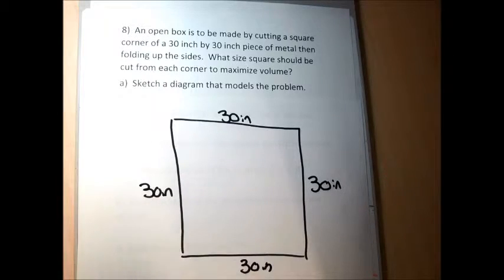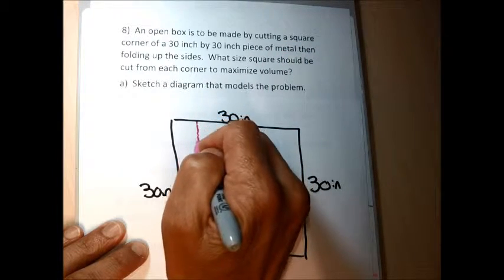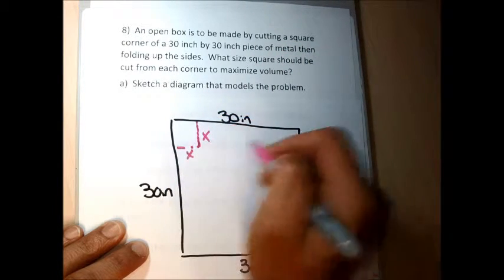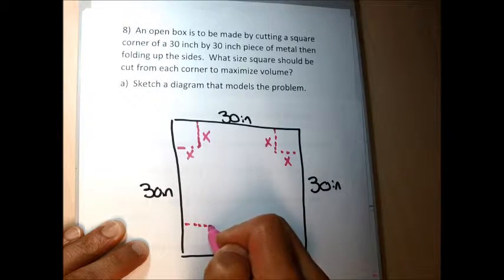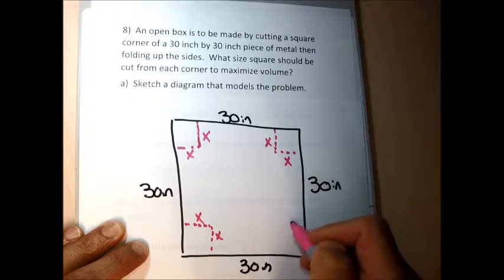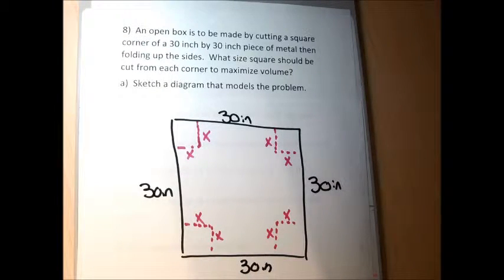And just like in problem 6, I'm cutting a square corner, and I'm going to call that square corner an x by x corner. Exactly the same diagram, just worded a little bit differently to get you used to seeing different presentations of the same problem. Same picture. I'm going to cut those out and fold those up.